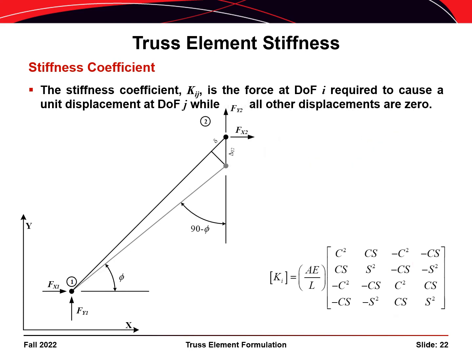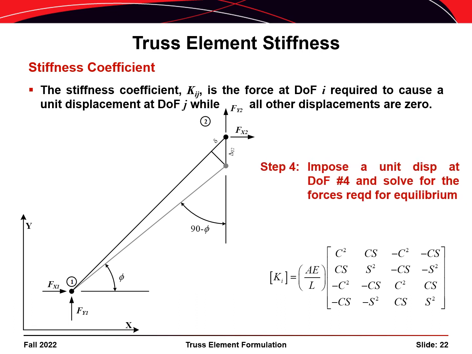Finally, we impose a unit displacement corresponding to the fourth degree of freedom for our element. That is, impose a unit vertical displacement at node 2, delta sub y2, as is shown here. And when we solve for the forces that are required to hold the element in this displaced, or deformed, condition, then we essentially solve for the stiffness coefficients that represent the fourth column of our element stiffness matrix.